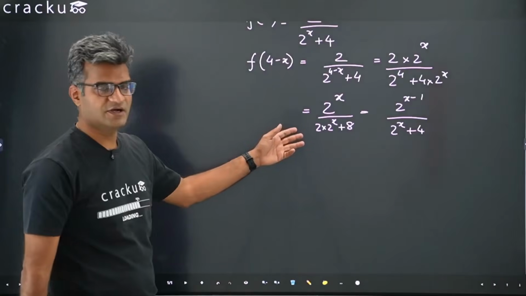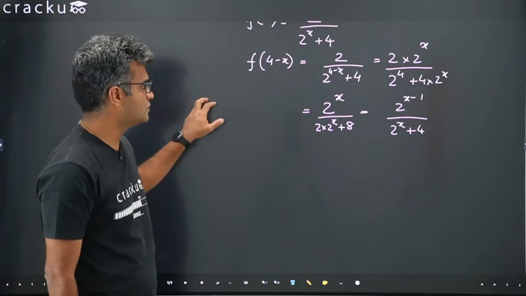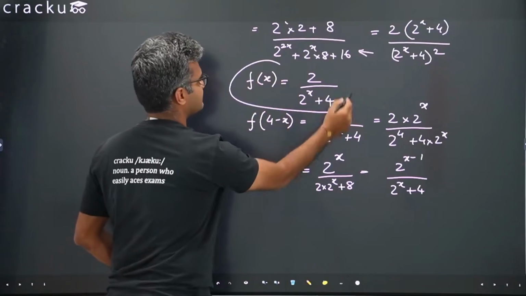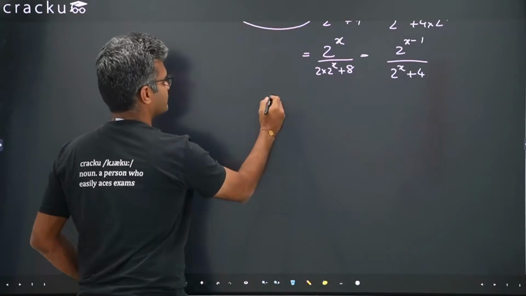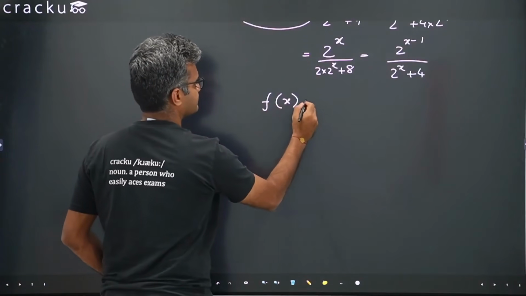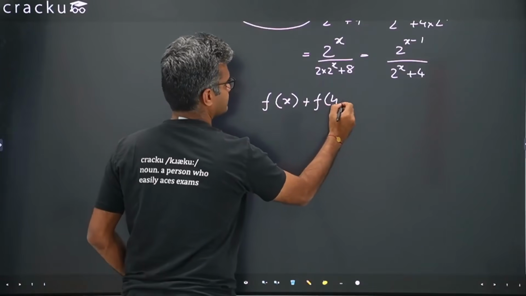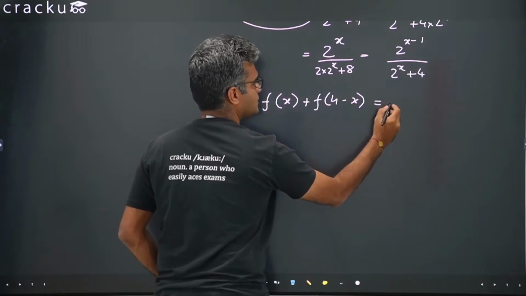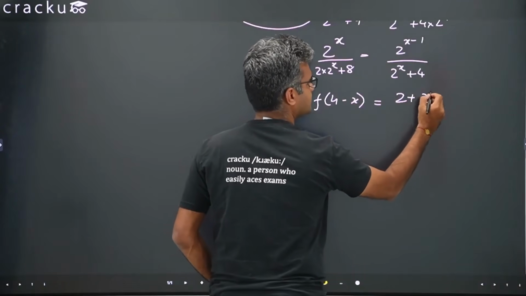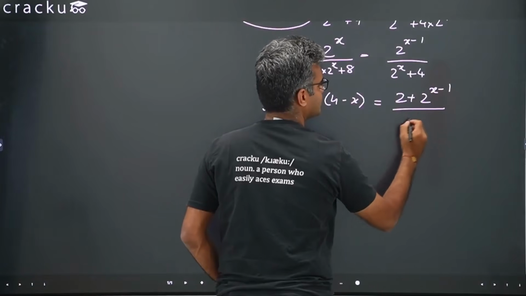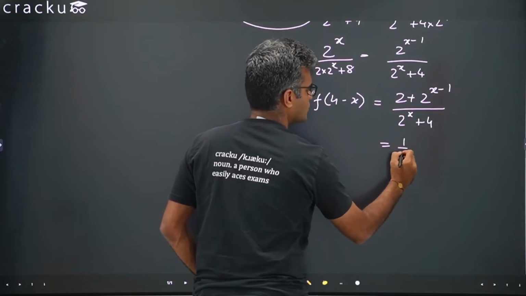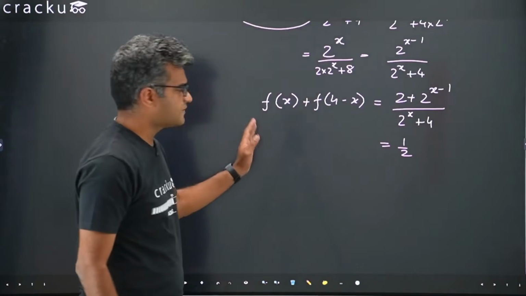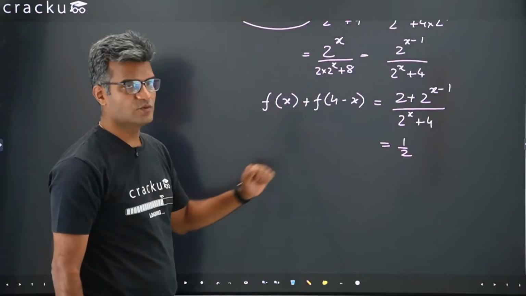Because again I am dividing the numerator and denominator by 2. So what do we have over here? What is f of x plus f of 4 minus x? F of x plus f of 4 minus x is equal to (2 plus 2 to the power x minus 1) divided by (2 to the power x plus 4). This is simply equal to 1 by 2. So f of x plus f of 4 minus x is equal to 1 by 2.